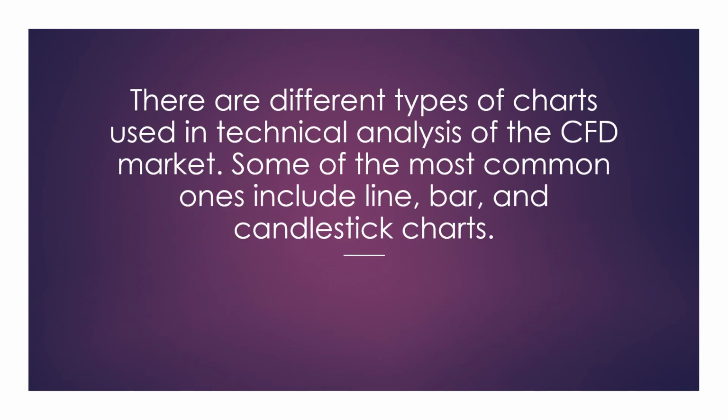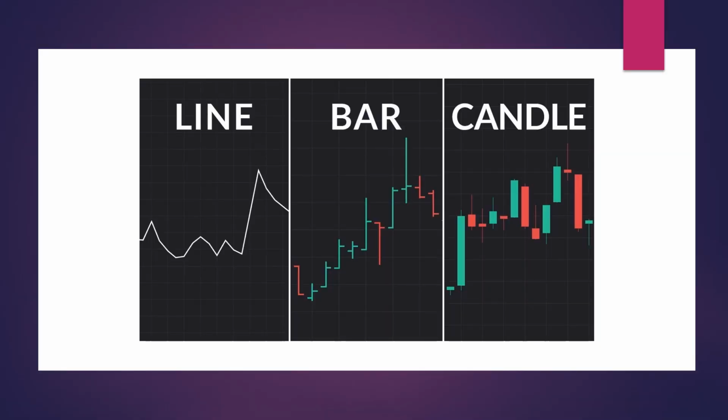So there are different types of charts used in technical analysis of the CFD market, the cryptocurrency market, or stock market, of ETFs, bonds, whatever you're looking at. Some of the most common ones include line charts, bar charts, and candlestick charts. Now, there are many esoteric type charts out there, and we're not going to get into those because those are for very unique, odd trading circumstances. The general ones are line chart, bar chart, and candlestick chart.